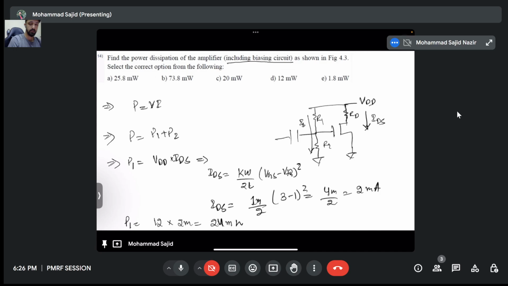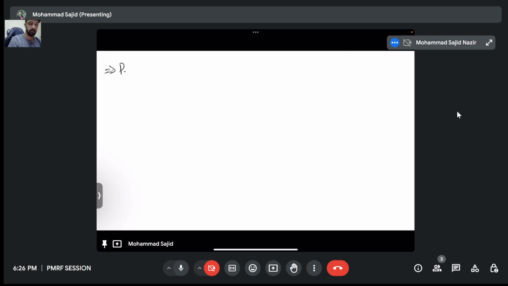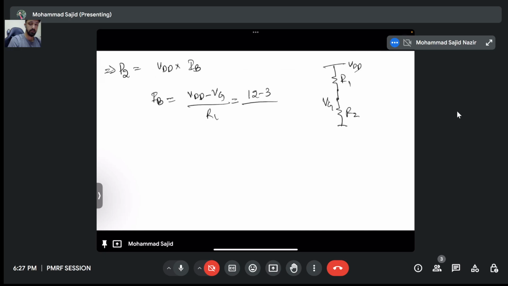Unit of power is watt. Now P2. P2 is VDD multiplied by biasing current. And what is the biasing current here? I have a resistor here, R1, and I have VG here, which I know. This is VDD, so directly using Ohm's law, this will be VDD minus VG by R1, which is 12 minus 3. 3 is your VGS, right? We have calculated it.